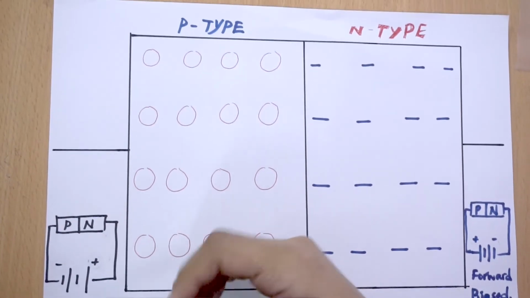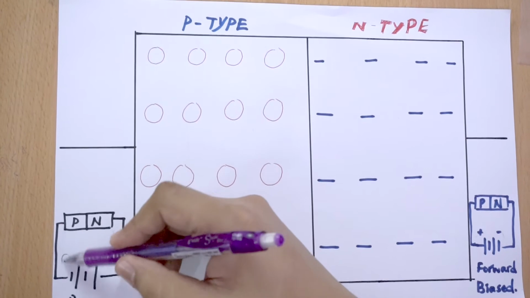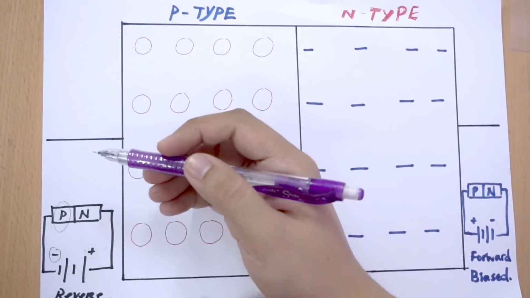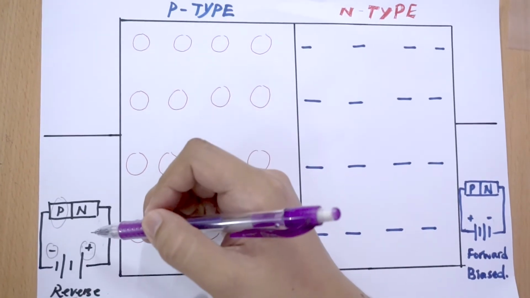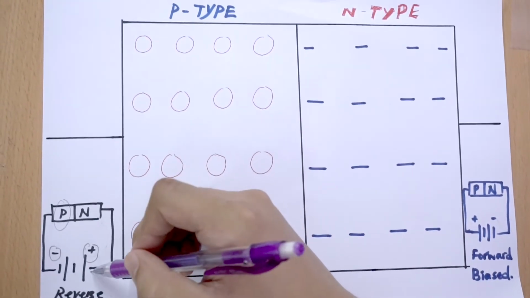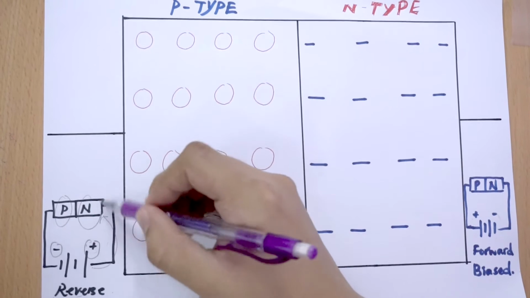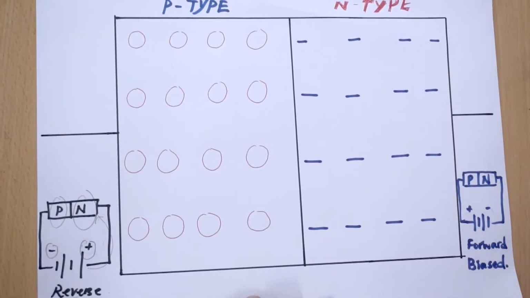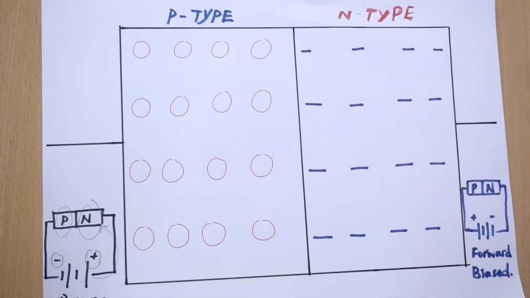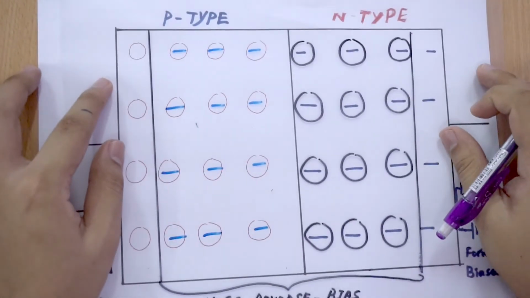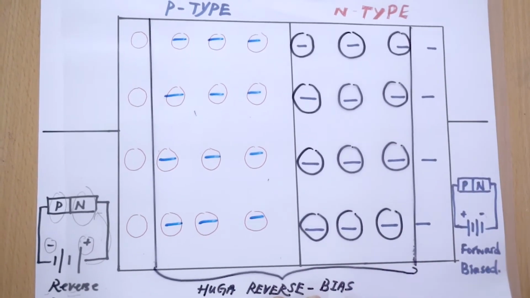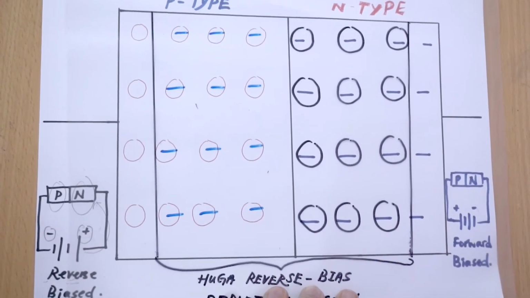Reverse bias occurs when the negative terminal of the voltage source is connected to the P region of the diode, and the positive terminal of the voltage source is connected to the N region of the diode. This will cause the depletion region of the diode to become widened. Because of this, the current cannot flow through the diode.